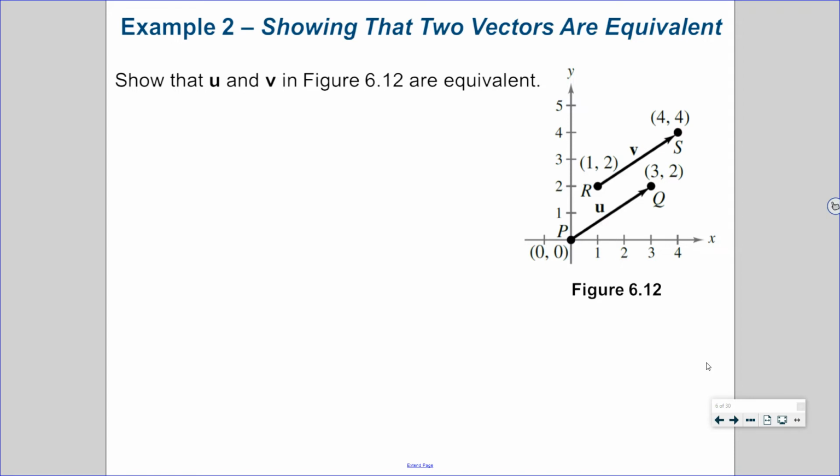It says, show that u and v, so when they have that lowercase bolded, they're telling me vector u and vector v, are equivalent. So in order to be equivalent, they need to have the same magnitude, aka the same length, and they have to be going in the same direction. Now in this case, we can't just say, yeah, it looks like it. We have to show it by finding their distances and finding their slopes. So they have to be parallel, yes, they have to have the same slope. So you have to show they have the same magnitude, which is just the length.